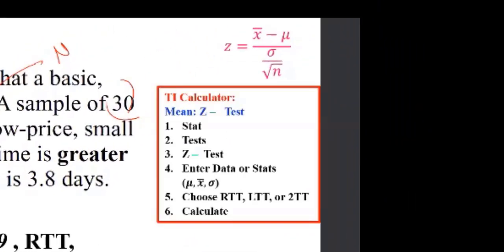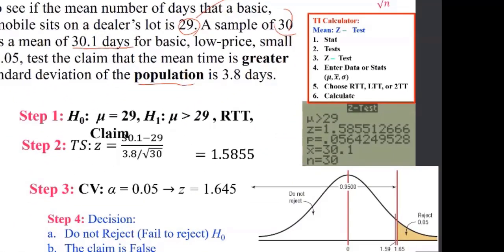If you were to use technology, it's the z-test under stat test: you enter the data, mu, x bar, and sigma. You decide if it's a right tail test, left tail test, or otherwise. If we were to do the p-value, we are interested in the area to the right of the test statistic, or 1.5855. That would be the area that covers all of that.